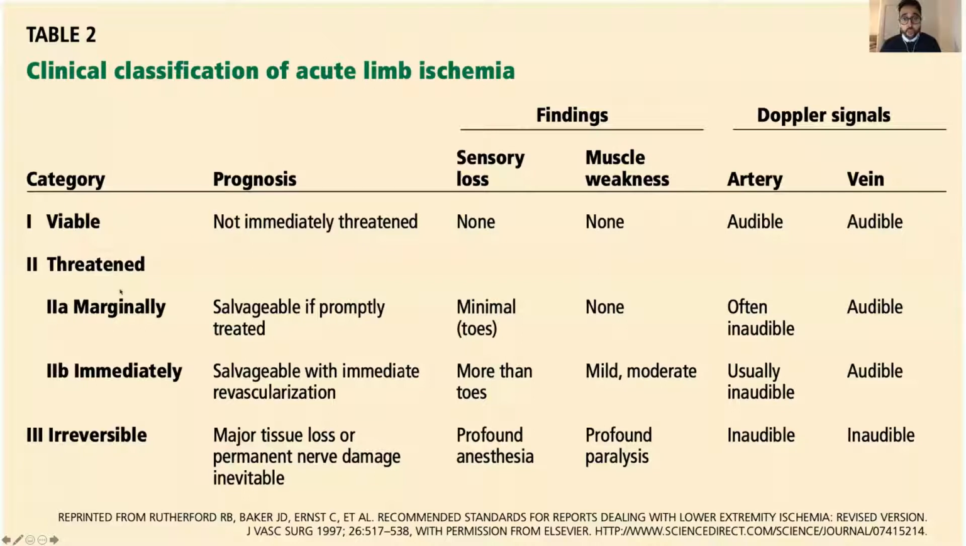A Rutherford 2A is a limb which is salvageable if you initiate some prompt intervention. These patients will usually have some sensory loss, which is usually quite distal. A Rutherford 2B is when the limb is salvageable, but only with immediate revascularization. These patients will often have significant sensory loss and the beginnings of motor function loss as well. Unfortunately, if you leave these acute limbs long enough, you'll end up with a Rutherford type 3, which is irreversible damage through significant damage to muscle compartments and nervous tissue, and these limbs cannot be salvaged.